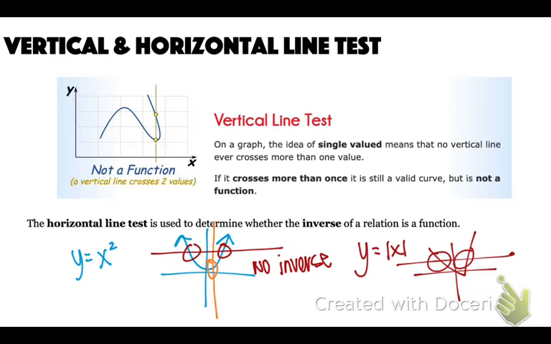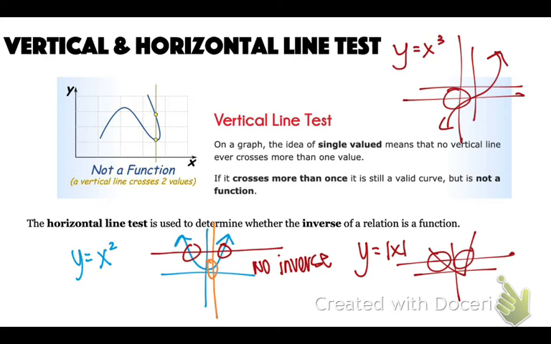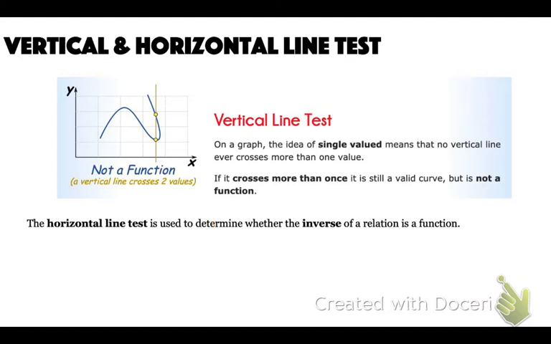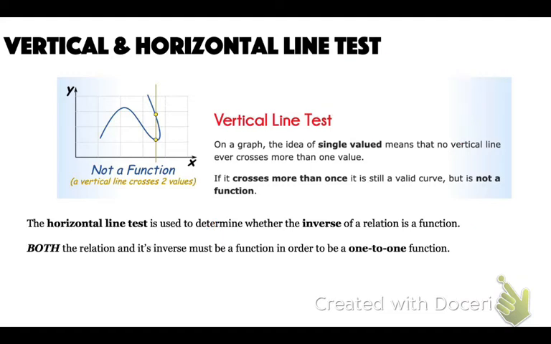But if you had the cubic, like y equals x cubed, that just looks like this. That passes this and this, so that is a one-to-one function, which means it has an inverse. So both the relation and its inverse must be a function in order to be one-to-one.